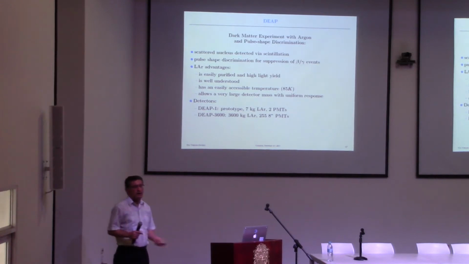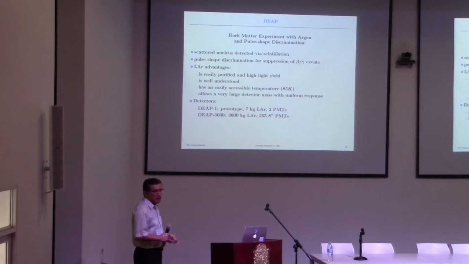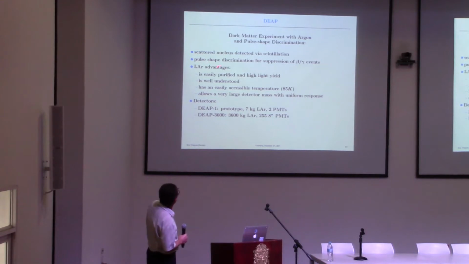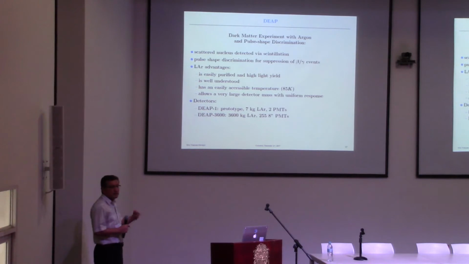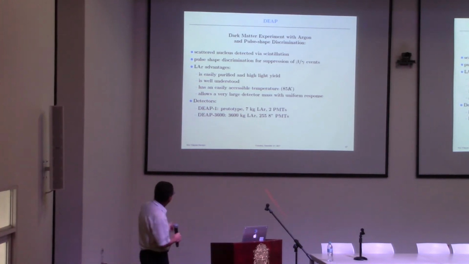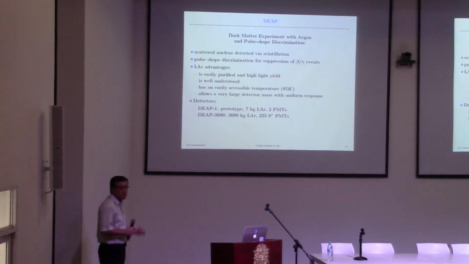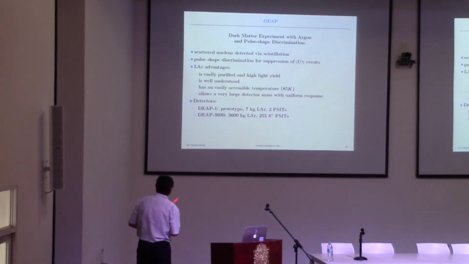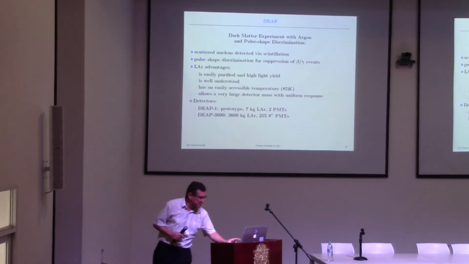Why do we use argon? Well, liquid argon is a scintillator. Besides, the suppression of electromagnetic events is done by what is called pulse shape discrimination. I'm going to talk a little bit about it. And also, there are some advantages to having a large liquid argon detector. It is well understood. It can be purified easily. And we have a uniform response. And we began with a 7-kilogram prototype that I will show you some results from just to build my physics case. And then I'm going to show you the results of DEAP-3600.